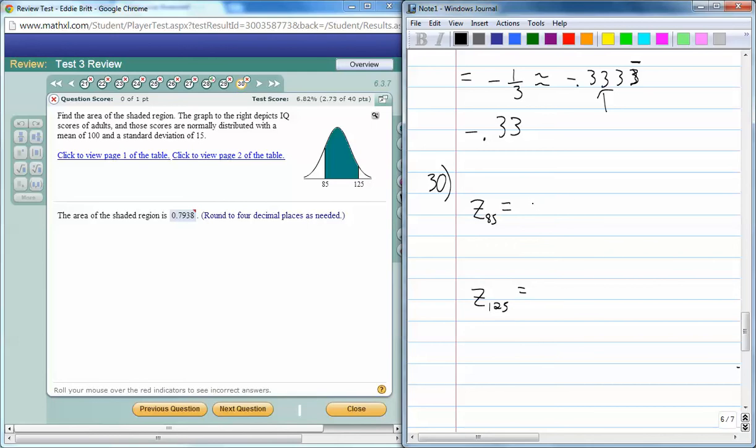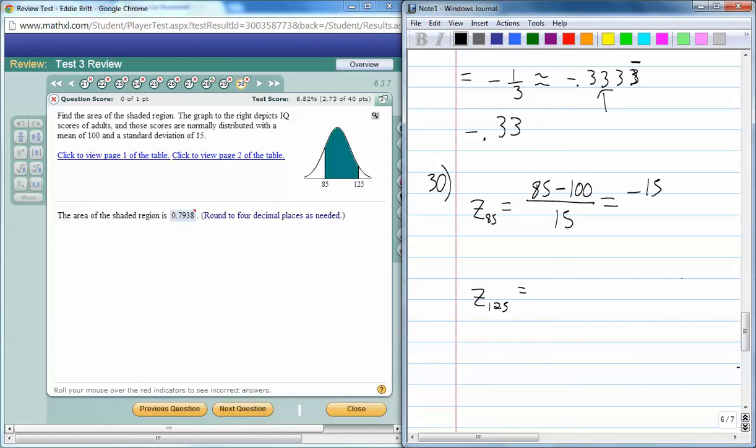Well, how do I find these z-scores? I use that same formula, x minus mu over sigma. So x is 85, mu is 100, and the standard deviation, the sigma, is 15. Alright, so I believe that's going to be negative 15 over 15.